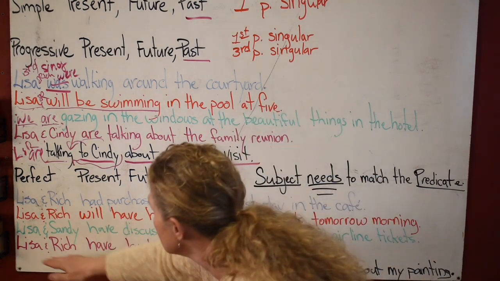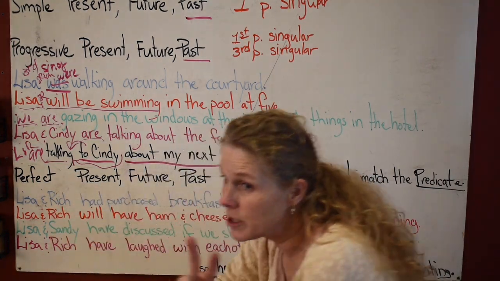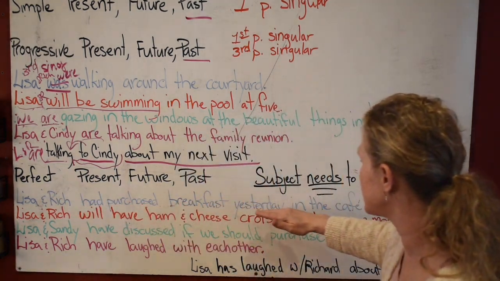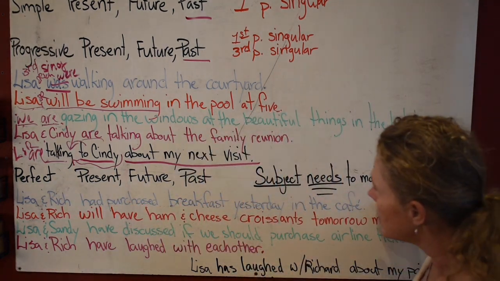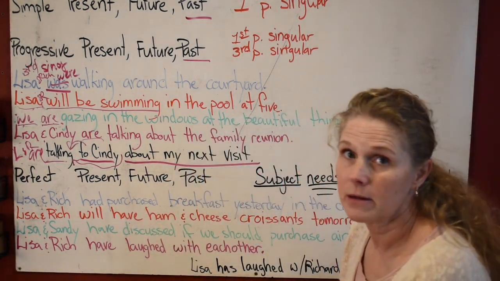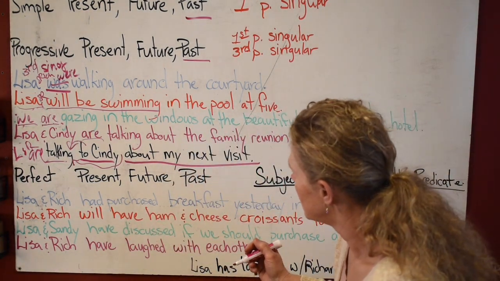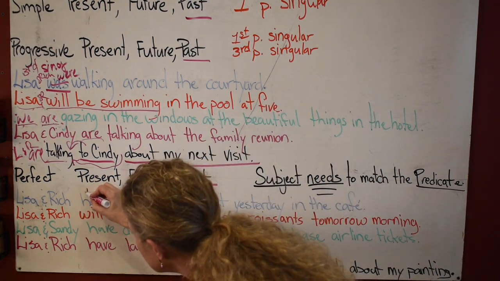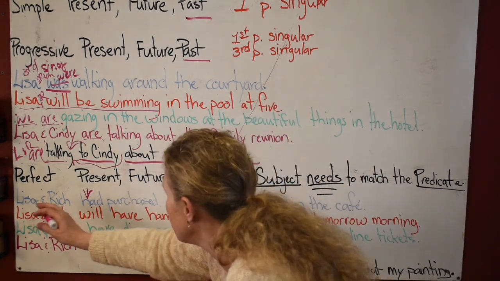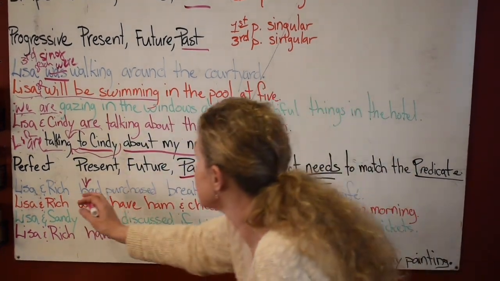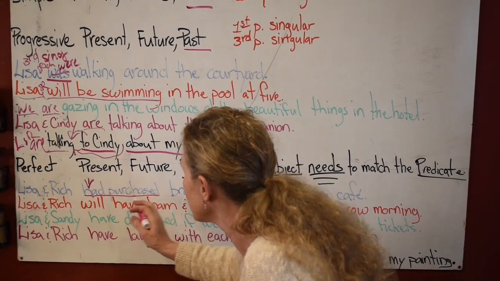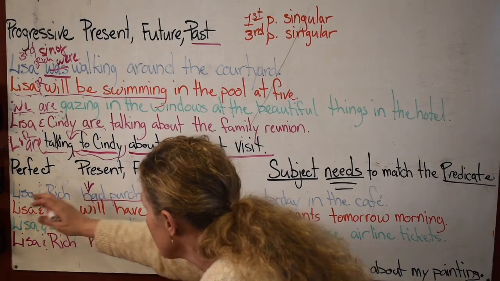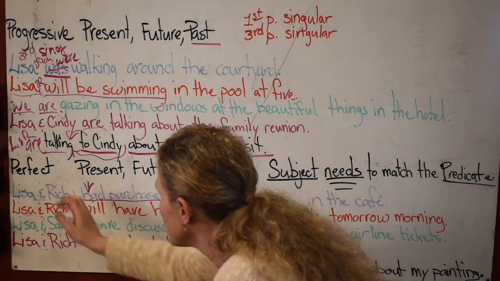Is this plural? This is talking about two different things, two different people. Lisa and Richard had purchased breakfast yesterday in the cafe. What tense is this? Past. Nice. It is in the perfect past. We had to use our auxiliary verb had. Do they match? Yes. Past doesn't really change very much, so it's easier. So Lisa and Rich, they match. This takes the plural, this is the plural.